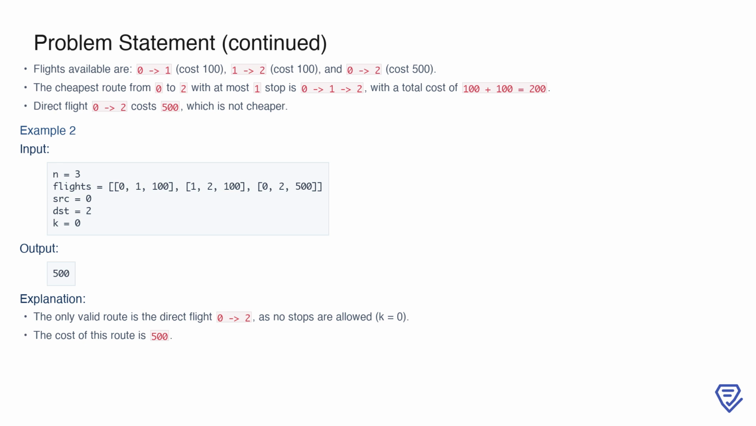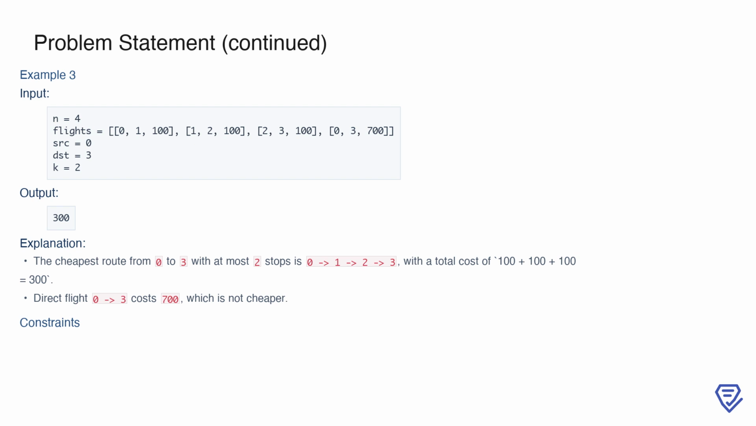Now, consider another scenario where the number of allowed stops is reduced to 0. In this case, only direct flights are valid. Thus, the only possible route would be the direct flight from city 0 to city 2, which costs 500.